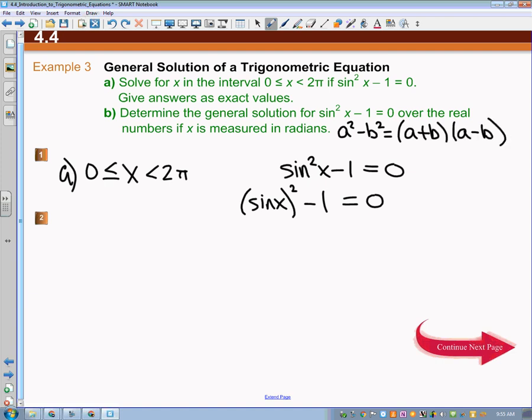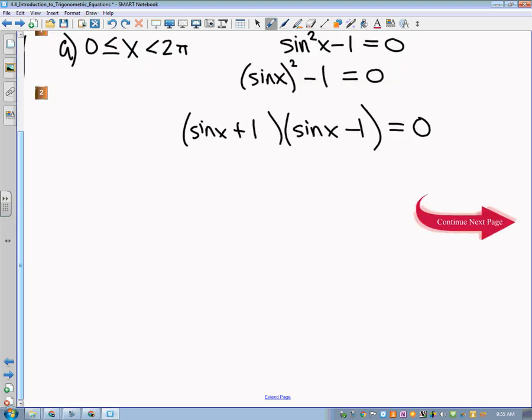In the context of this problem, a squared is sine x squared, so a is the sine of angle x. I'm going to put that in both brackets. Again, in this context, the b squared is 1, so we are going to add 1 and subtract 1 in either of those brackets. From there, because we have a factor times a factor, we can identify that my solution is when sine x plus 1 is equal to 0, which is to say that sine x is equal to negative 1, and sine x minus 1 is equal to 0, which is that sine x is equal to positive 1.